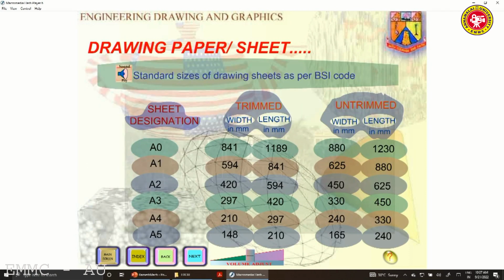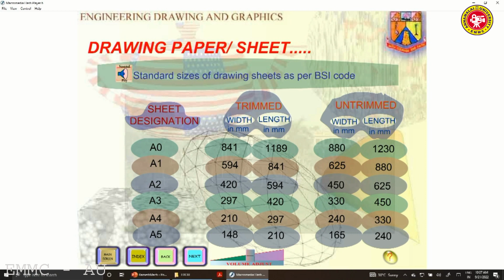We follow various sizes. Similar to the drawing board, because the drawing board and drawing sheet have a relationship. If you choose drawing board B0, you must choose drawing sheet A0. Otherwise it's a mismatch.